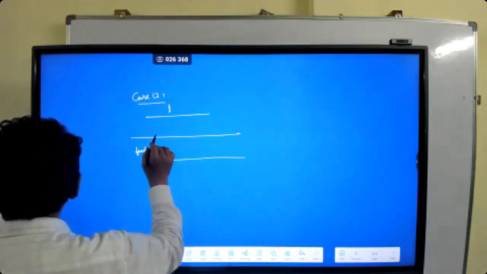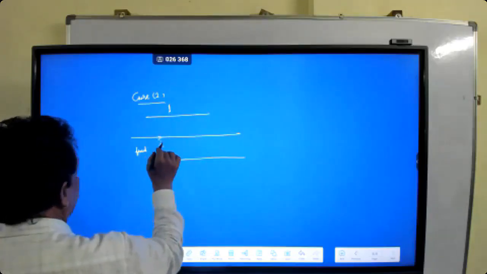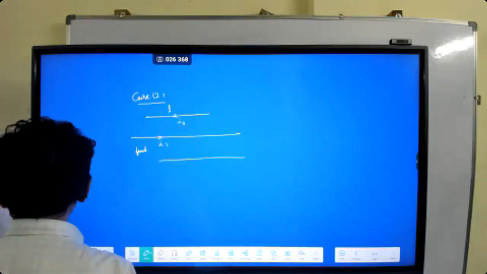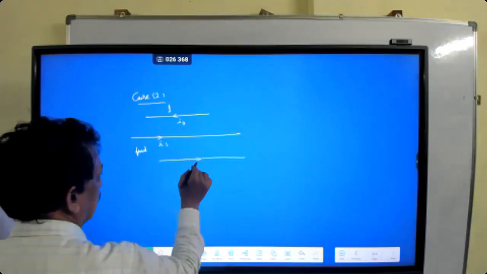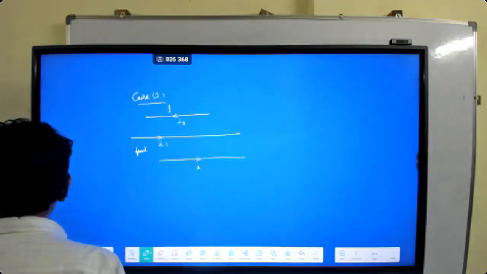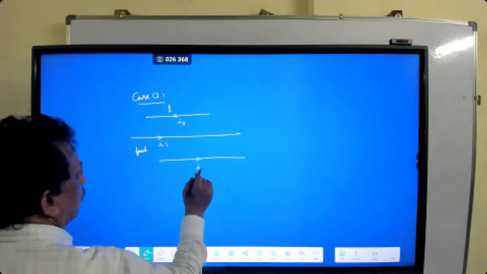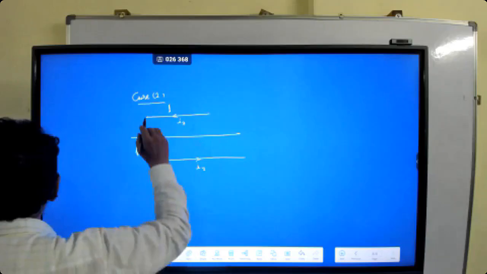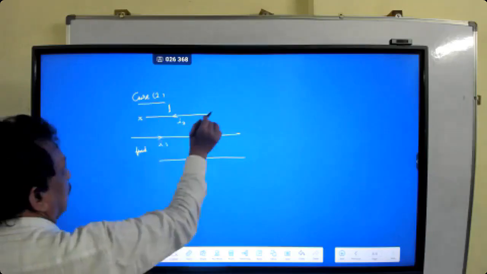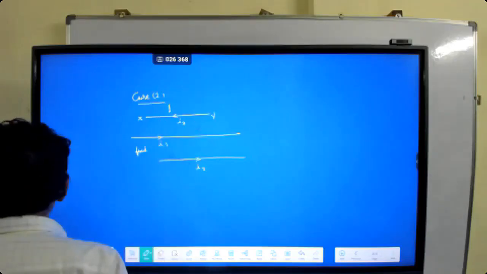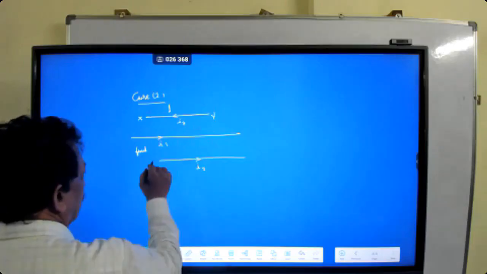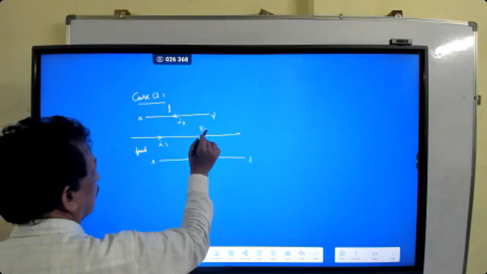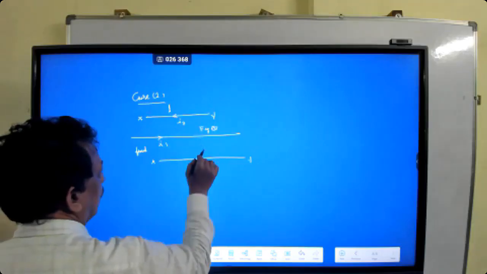The current here is going like this, I1, in the opposite direction. And here the current is going in the same direction, I2. Comparing the two, I can name them X, Y or AB. So this part is figure 1 and this part is figure 2.